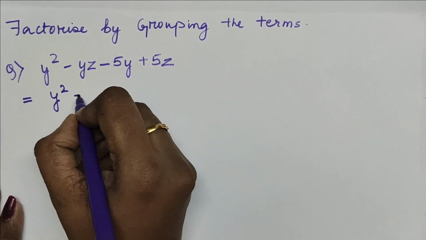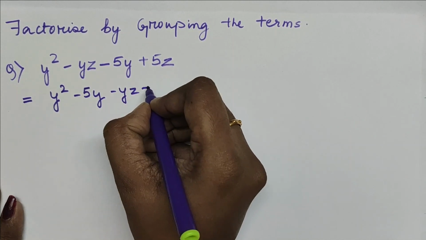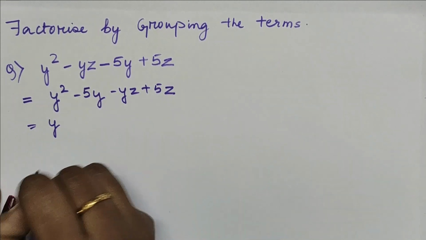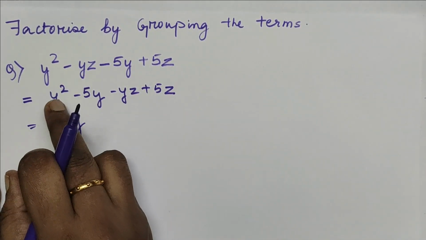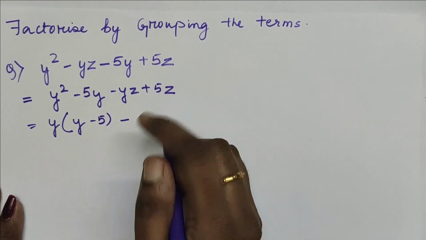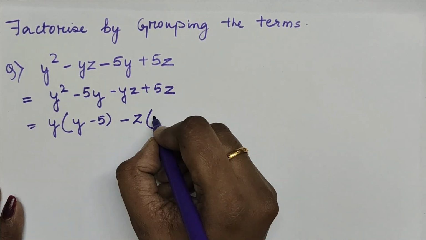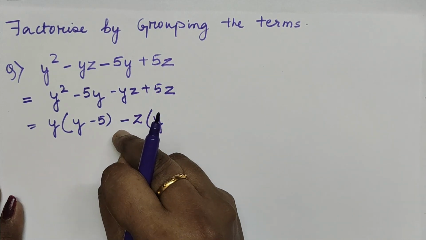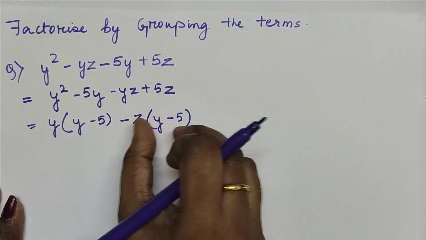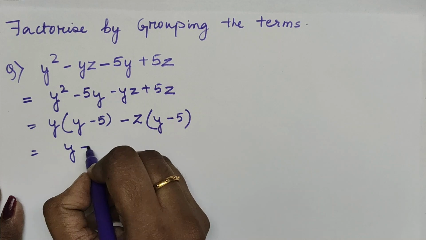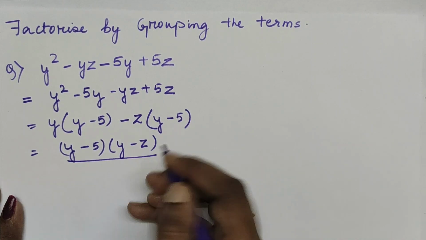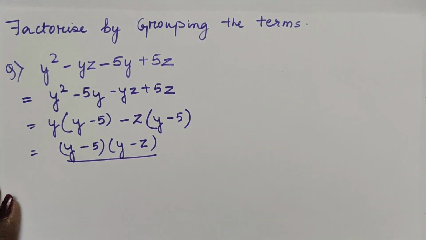I can write y square minus 5y minus yz plus 5z. I've just rearranged. Now I am going to take common between these two. So y is common. So one more y will be needed, so that it becomes y minus 5. Here negative. Again, what is common here? Z. So I write a z here and y, and now I need a plus here. So minus into minus will give me a plus. So I put a minus here. What is remaining? 5. So you can see I've got a common factor here, y minus 5. Another factor will be y minus z. So this becomes our answer for the given question.